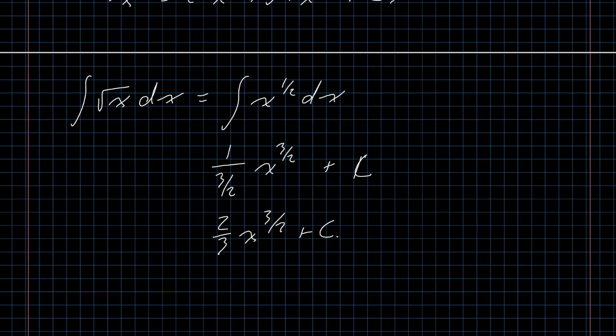And once again, you can use the derivative to check. The derivative of 2/3 x to the 3/2 will be 2/3 times 3/2, those will cancel each other out, times x to the 3/2 minus 1, which is 1/2. So you can use that to check.